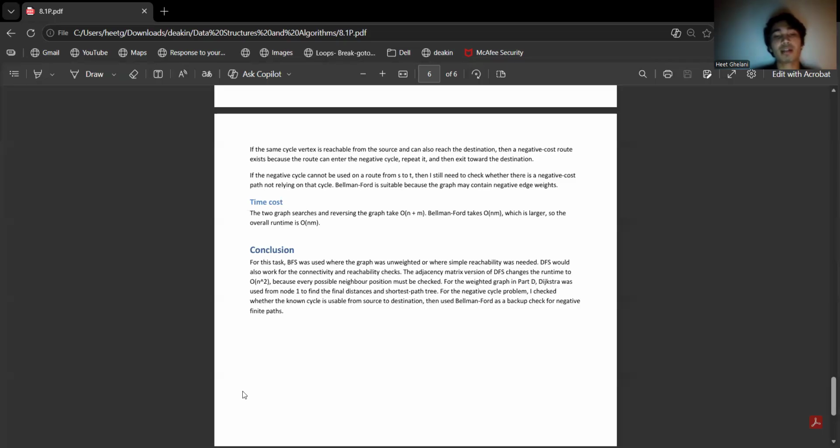Overall, this task helped me understand how graph traversal and shortest path algorithms work in different situations.